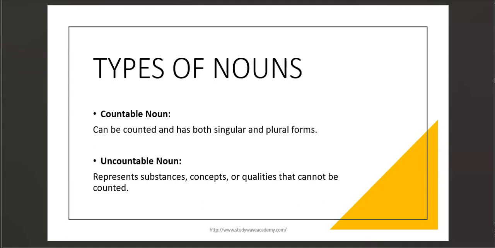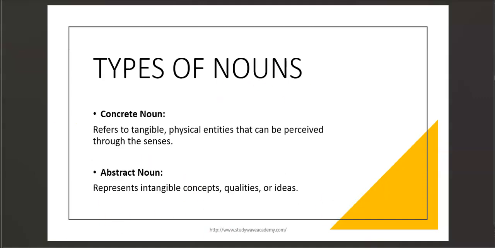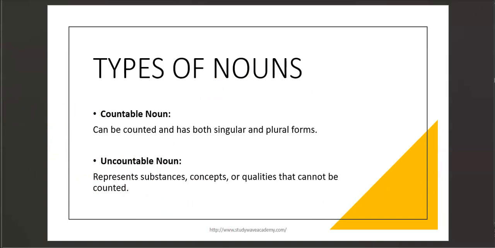The opposite of this is uncountable nouns, and these are nouns that cannot be counted. They represent substances, concepts, or qualities, and this corresponds with something like abstract nouns, where we talk about peace. You can't count peace.